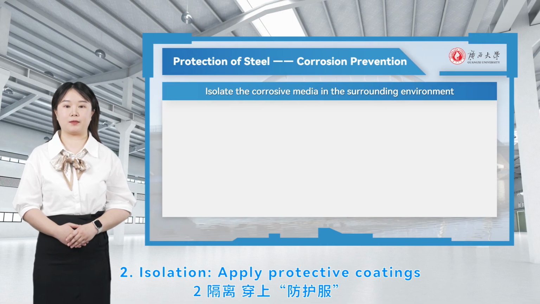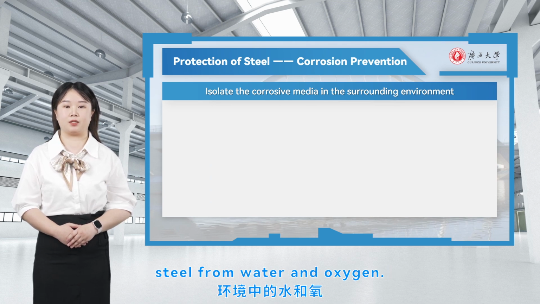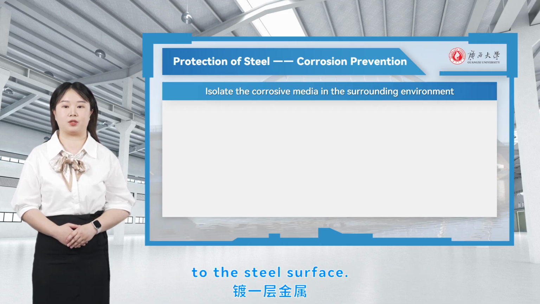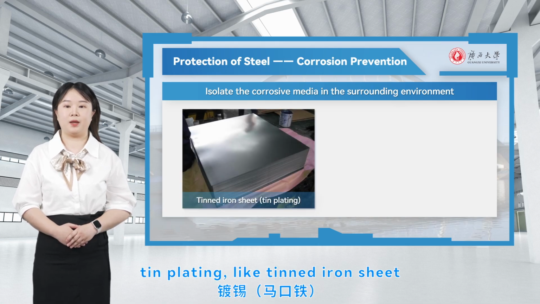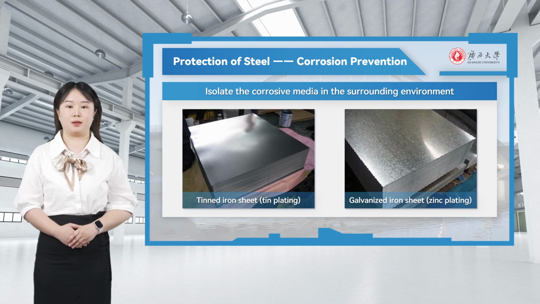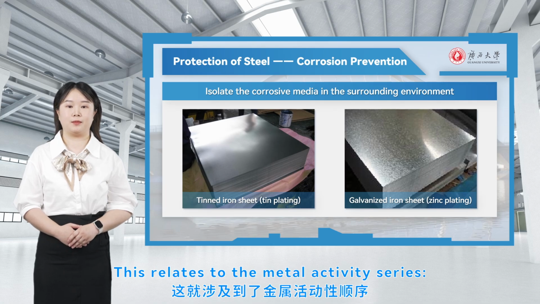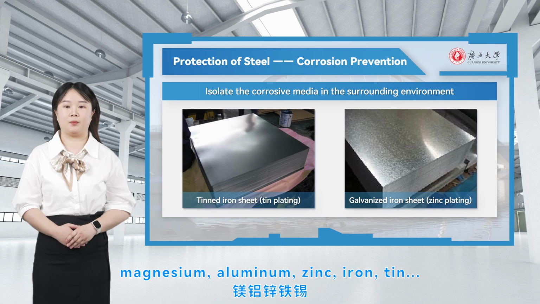2. Isolation. Apply protective coatings. The second method is to separate steel from water and oxygen. For example, by applying a layer of metal to the steel surface. Common metal plating includes tin plating, like tinned iron sheet, and zinc plating, galvanized iron sheet. But are these two coatings the same? This relates to the metal activity series: potassium, calcium, sodium, magnesium, aluminum, zinc, iron, tin.